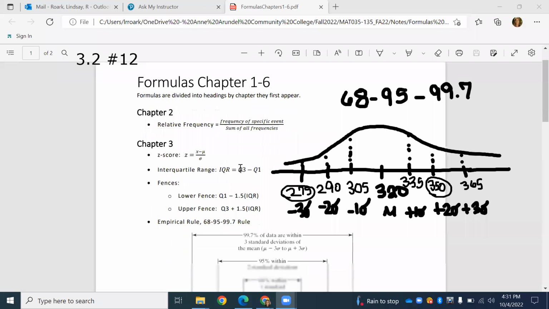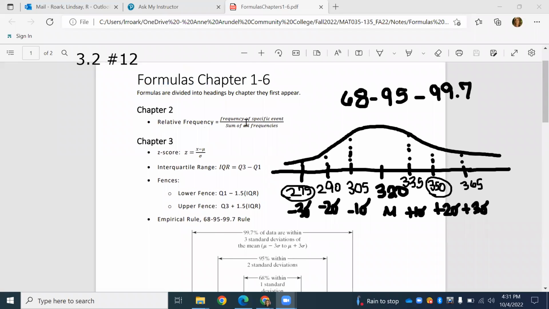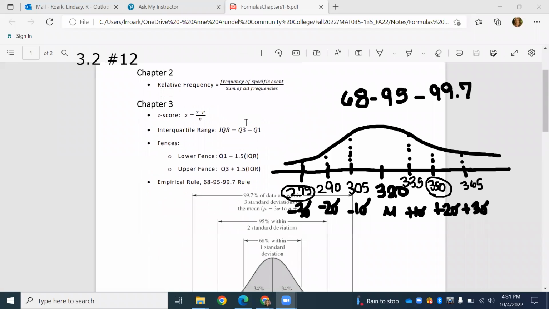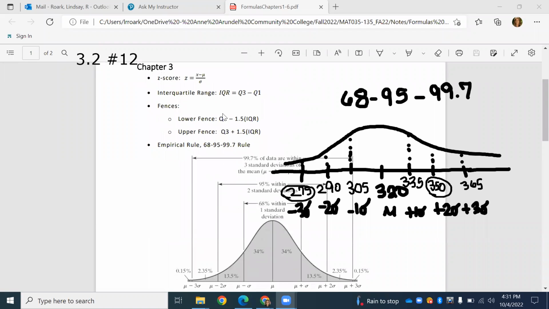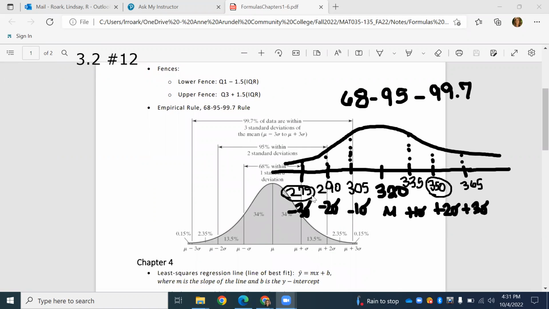Okay, here it is. And it says it's broken up. Chapter 2 didn't have too many formulas. Chapter 3 does have some more, right? They have the Z-score, they have the interquartile range, and they also have the formulas for fences. And then this is the empirical rule broken down into sections.